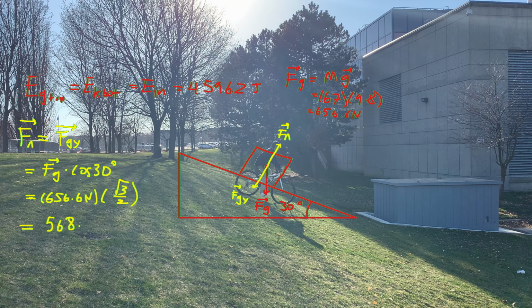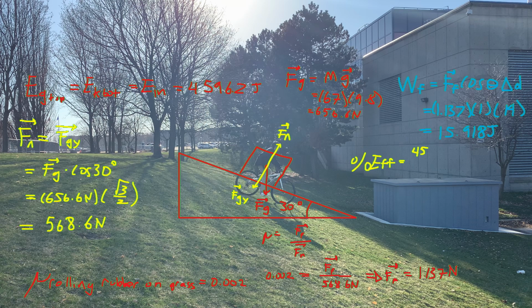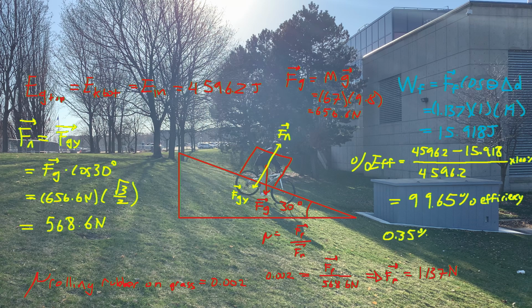From research, the coefficient of friction of rolling rubber on grass is 0.002. Using this along with the normal force, we can find that the force of friction is 1.137 newtons. We then plug this number into the work formula to find that friction does 15.918 joules of work in the opposite direction. Using this to calculate E out and percent efficiency gives us 99.65% efficiency and 0.35% loss.